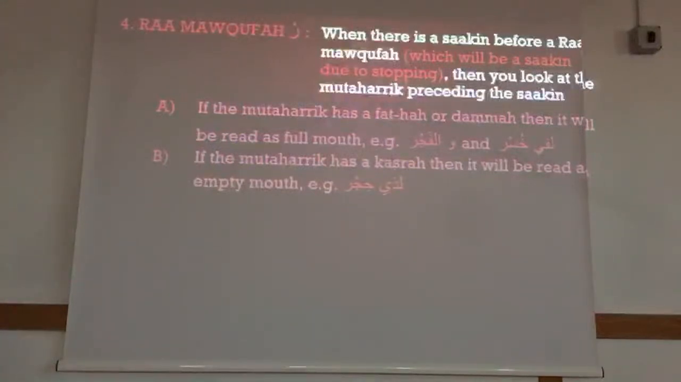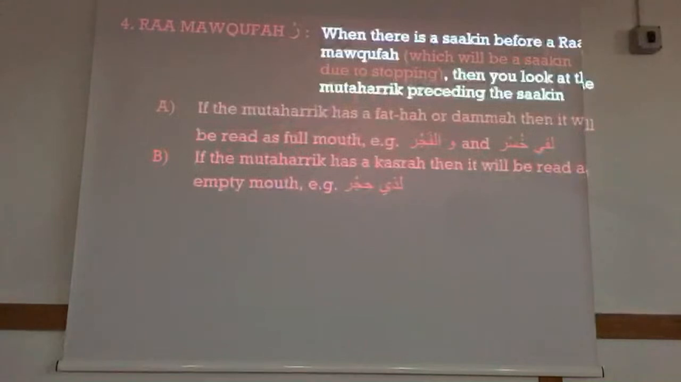So the ra should be what technically? It should be empty. La fi khusrin. The ra should be empty mouth. But now we are stopping on it. We're going to stop, yes? So the ra has now become mawqufa. This ra has now become mawqufa.